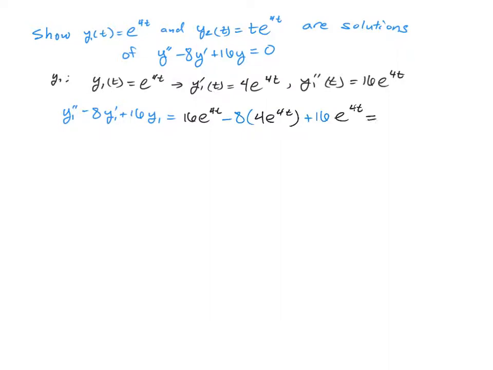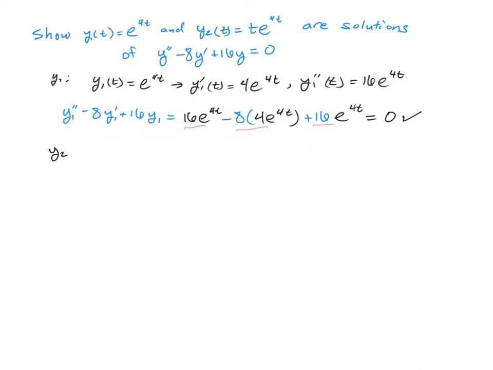It's pretty obvious now that if we take 16 of something minus 32 of something plus 16 more of the same thing, we of course get 0. So y1 is easy to see that it checks out and works. Now let's move on to y2 and do the same thing.